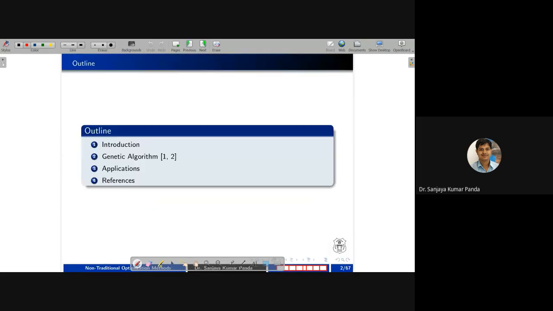First we will discuss the basics related to an optimization method. Then I will go directly to the history of the genetic algorithm and its applications. We will see the steps of the genetic algorithm in detail. Basically, we'll discuss a flowchart, and we'll follow that flowchart to understand the different phases or components of the genetic algorithm.